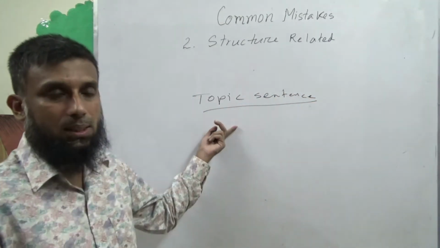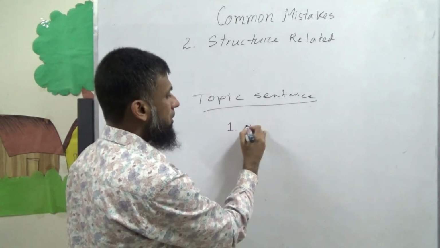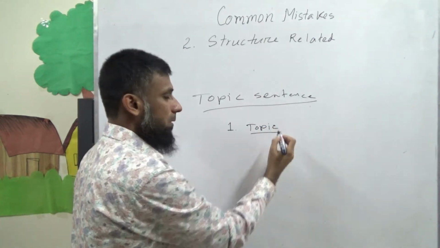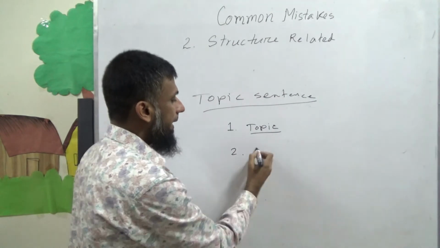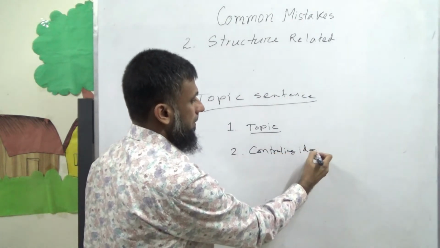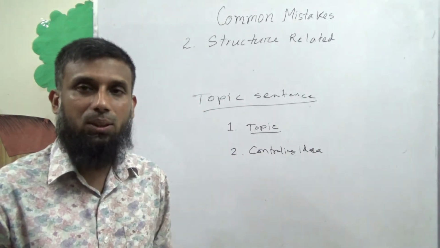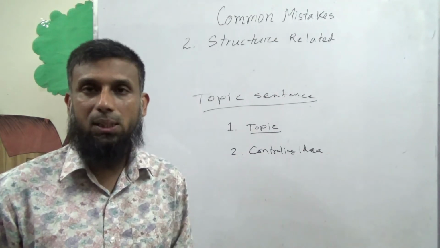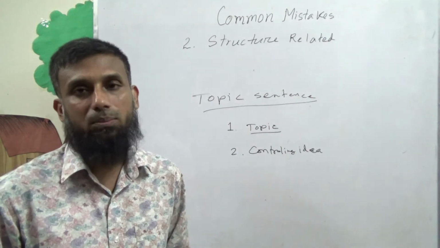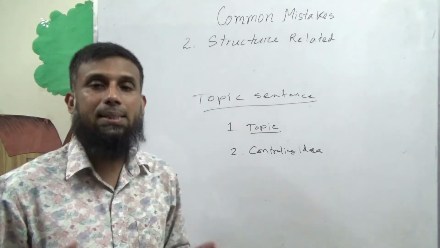A topic sentence has two functions. One is it relates to the topic or it states the topic, and secondly, it has a controlling idea. Controlling idea means it has an idea which controls what you are going to discuss in the body of the paragraph. The same happens to the thesis statement. It relates to the topic and it has a standpoint.